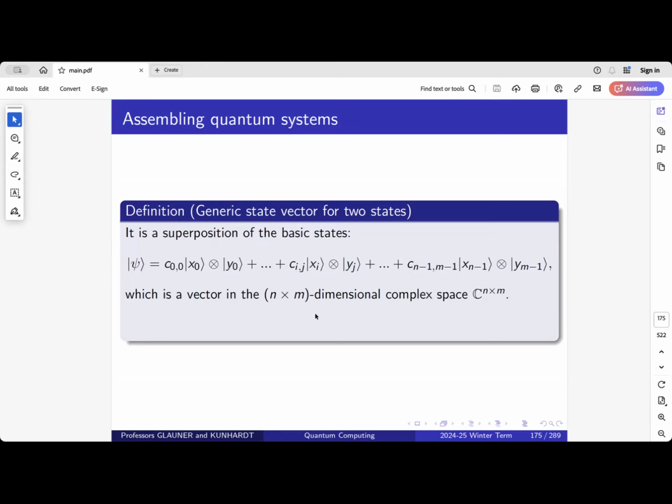So Cij times the tensor product of xi cat and yj cat. And we are working with an n times m dimensional complex space, C^(n times m), and we are dealing with these complex numbers. So this is our generic description of the linear combination of a state in this composite system, or in this case, it's also a superposition because we're dealing with quantum.